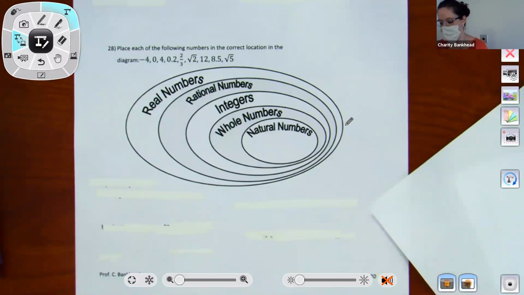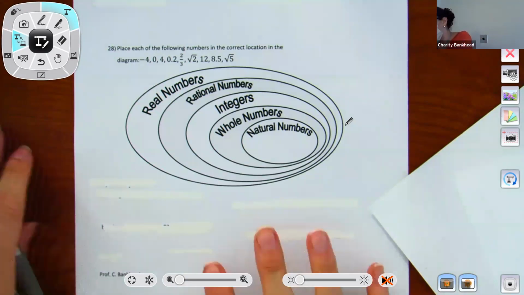So if I was to ask you, is -4 a real number? Yes. Is -4 a rational number? Yes. Is -4 an integer? Yes. Is -4 a whole number? No. Okay. So here's where I write -4 then.